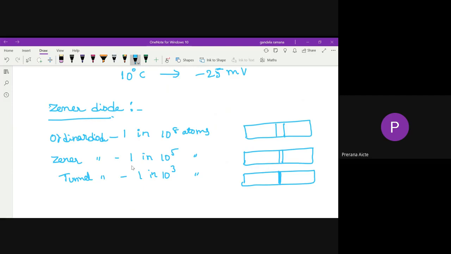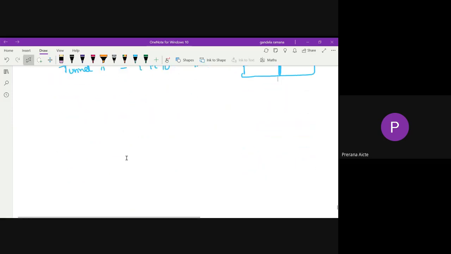For the Zener diode, the symbol is the diode symbol with a small change, a Z shape. So this is the symbol of the Zener diode. What is the speciality of the Zener diode? It operates always in reverse bias only.